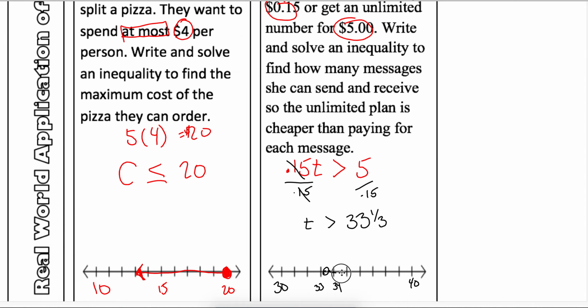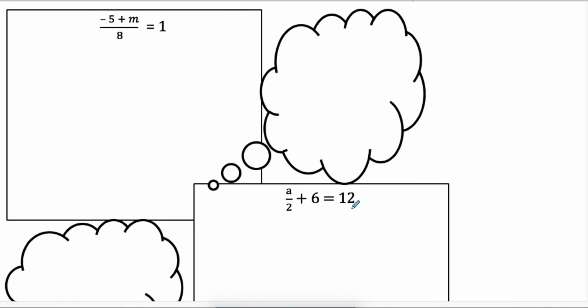And let's go up this way. So anytime I send more than 33 1/3 text messages, I would go to the unlimited plan, which I think a lot of you send way more than 33 1/3 text messages per month.